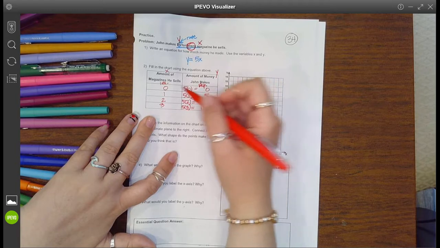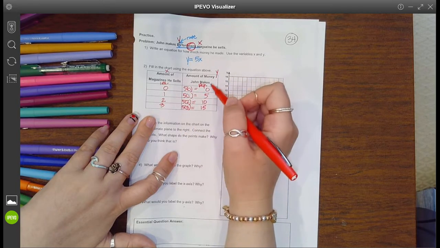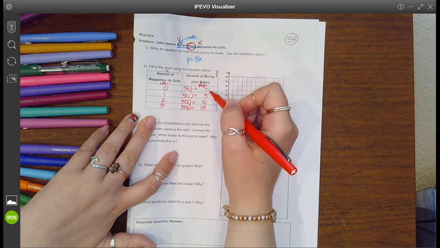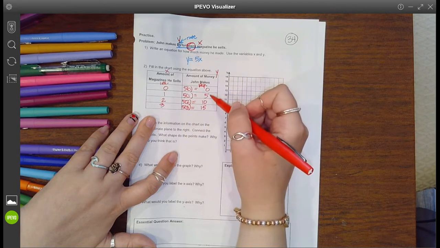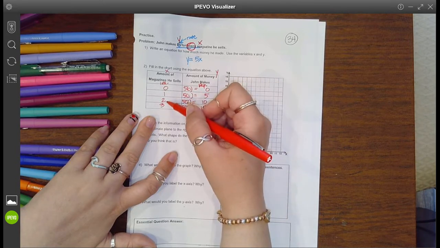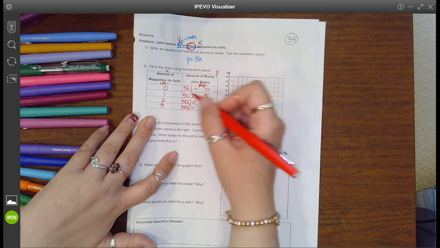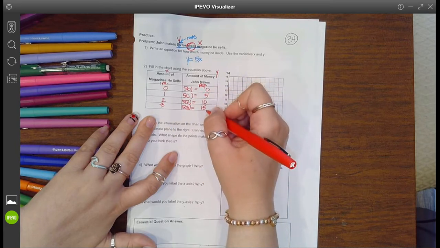So in the table, you would put 0 for the independent and 0 for the dependent. 1 for the independent and 5 for the dependent. 2 for the x and 10 for the y. 3 for the x and 15 for the y.